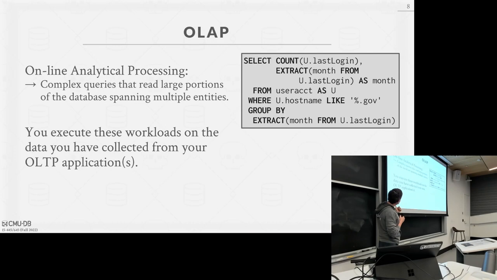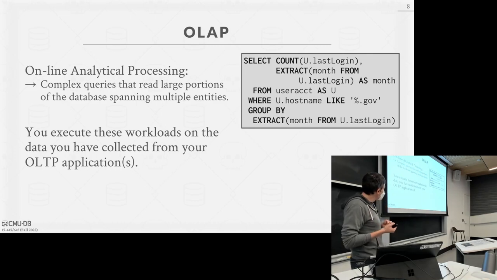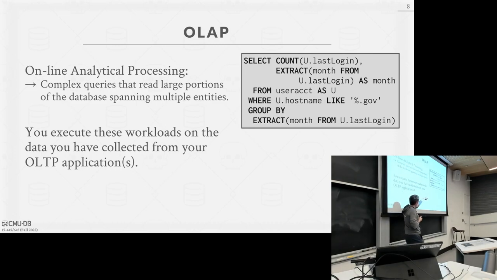All right, so now for OLAP, again, these are going to be complex queries. They're going to touch larger portions of data, trying to extrapolate new information from the existing database data you've already collected, right? So in this query here, we're trying to get the number of people that have logged in where their host name ends with .gov.